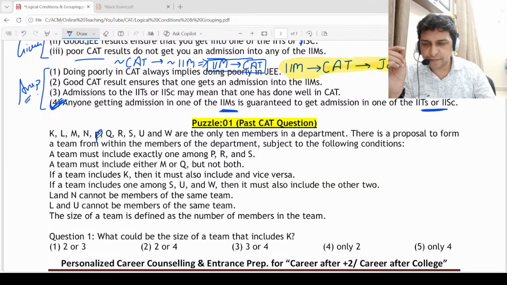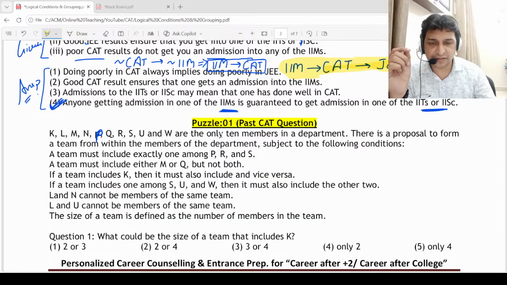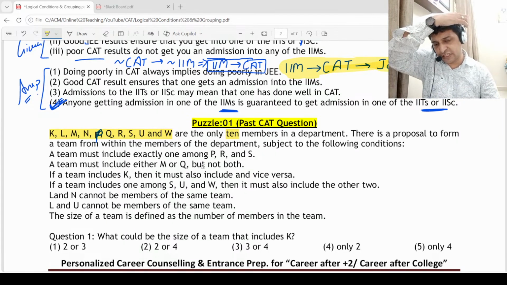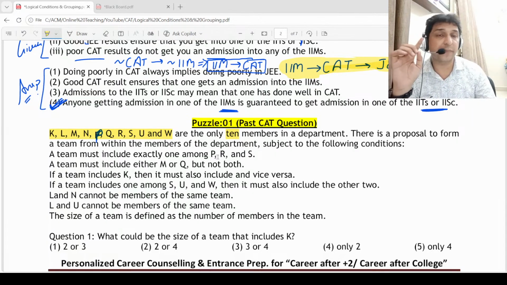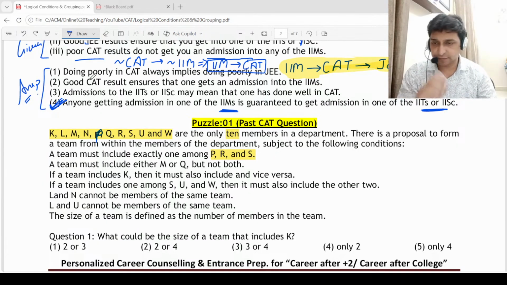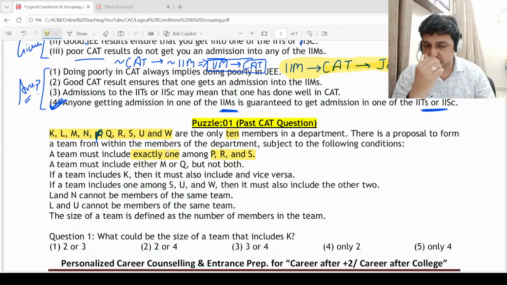K, L, M, N, O, P, Q, R, S, U, and W. So there are 10 people in the department. There is a proposal to form a team from within the members of the department subject to the following conditions. The team must include exactly one among P, R, and S. That means out of P, R, and S, we should have only one. Exactly one. We can't take two or more than two from here.